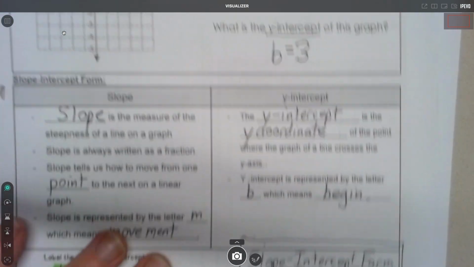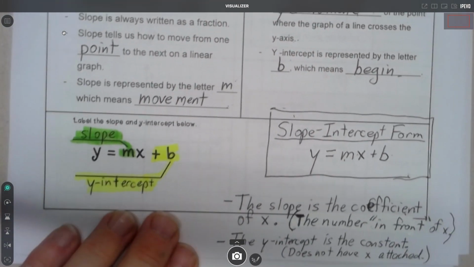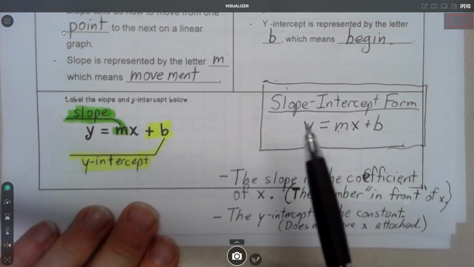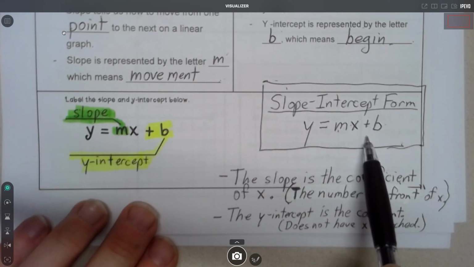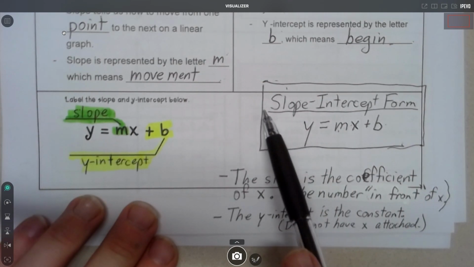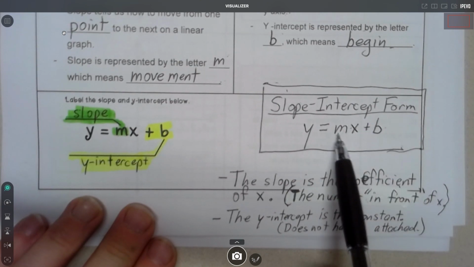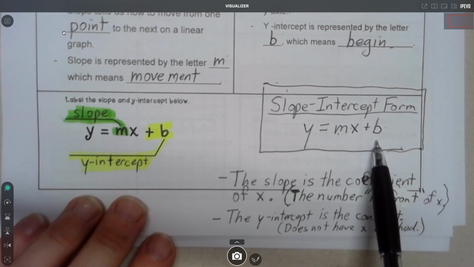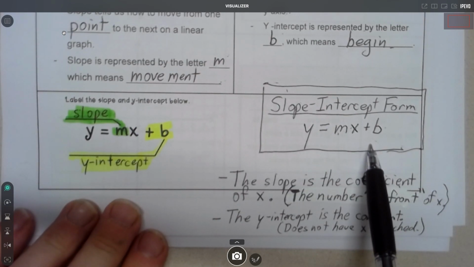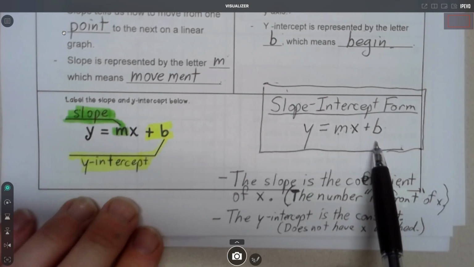So I have stuff underneath this. Okay. So this equation is the general form of slope-intercept form. Okay, y equals mx plus b. You're going to have to know this from now until you stop studying math. Y equals mx plus b.